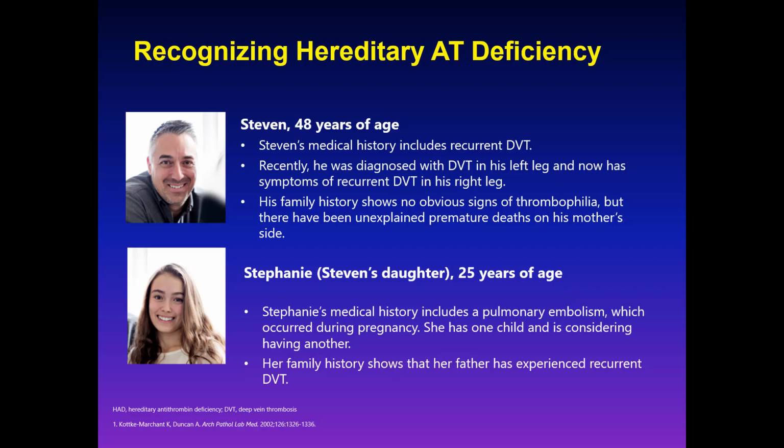Most of the other inherited thrombophilias that Dr. Strife and I mentioned are inherited in a dominant fashion, so they typically don't skip generations. And if the index case has a child, then the child has typically a 50% chance of having the same deficiency or disorder. So always think about inherited thrombophilias, especially if there's this kind of a family history.